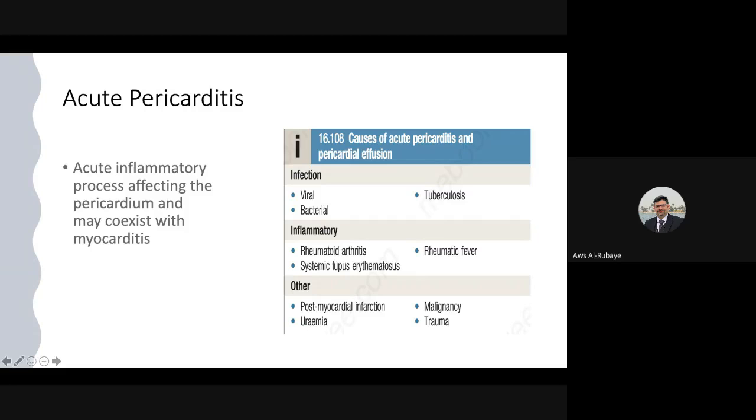The causes include viral, bacterial, tuberculosis, systemic lupus erythematosus, rheumatic fever, and others such as post-myocardial infarction, uremia, malignancy, and trauma.